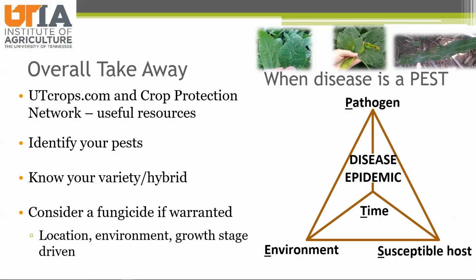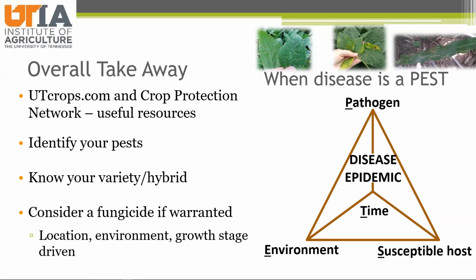Again, is disease a pest? Do you have the pathogen present? Do you have the right environment? Because if we're going into a drought, you do not have the right environment for a fungicide to be warranted. Do you have a susceptible host? Again, understand that variety or hybrid response, or potential response to a fungicide, based on its susceptibility to foliar diseases. And then again, time. What growth stage are you at? And how much time is left in the season to make your crop, grain or your cotton, to get it picked and into the buggy.